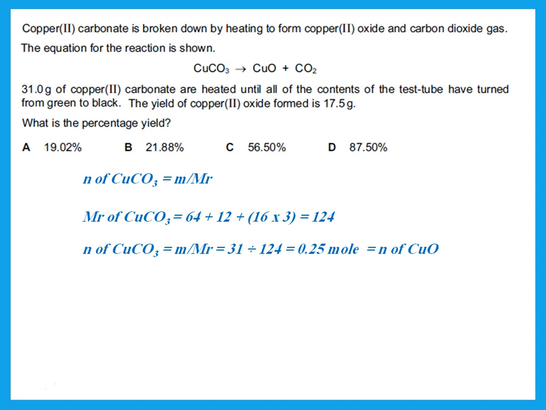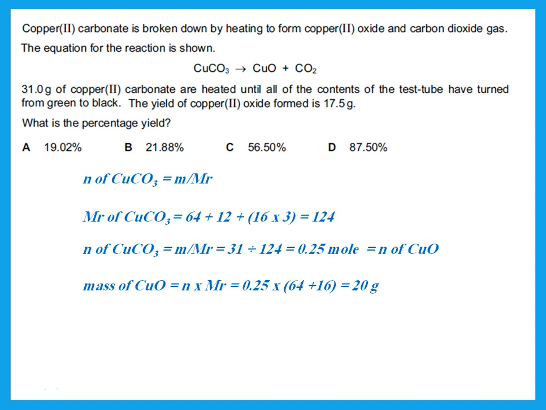And then we want to know copper oxide. We look at the equation and we find from the equation the number of moles of copper carbonate is the same as number of moles of copper oxide. So the 0.25 mole is number of moles of copper oxide. And from that I can get mass. Mass is number of moles times Mr. And we calculate that we are supposed to get 20 grams.